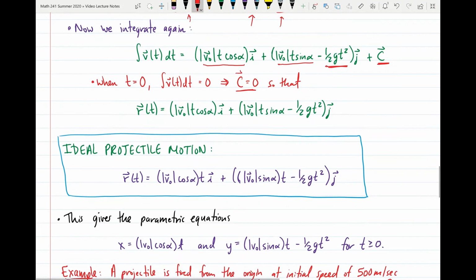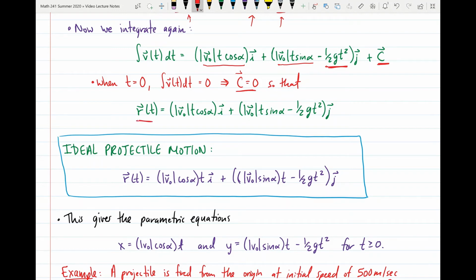And because that is the case, now we can write down our final equation for the position function. So our position function r of t will equal, in the i direction, the magnitude of v naught times t times cosine alpha, and in the j direction, the magnitude of v naught times t times sine alpha minus 1/2 times g times t squared.